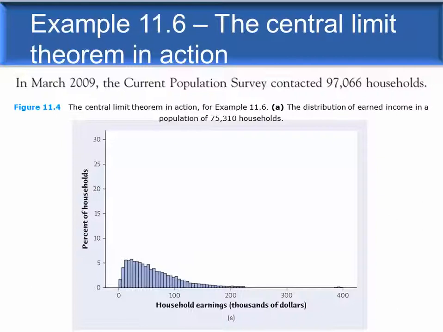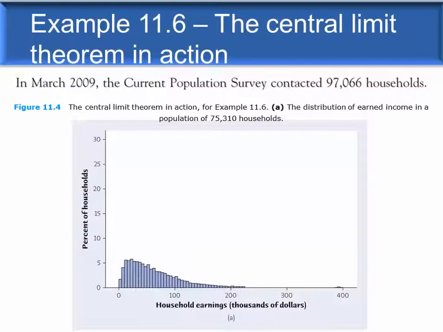of 75,310 households. So this is the actual distribution as we plotted every single one of those households and how much that household earns. This is what the distribution looks like. And it kind of makes sense that the distribution is really skewed.